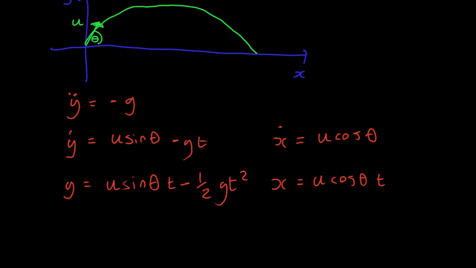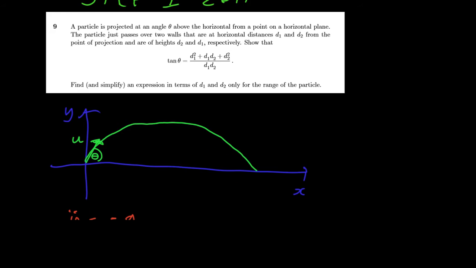Now, in this particular question, we're told that the particle passes over two walls, which are horizontal distances d1 and d2 from the point of projection. So I'll ad hoc do this: d1, and let's say d2. Now the interesting thing is that the height that this particle will be at will be d2, and the height this will be at is d1. That doesn't look very accurate in my diagram, but that's okay.